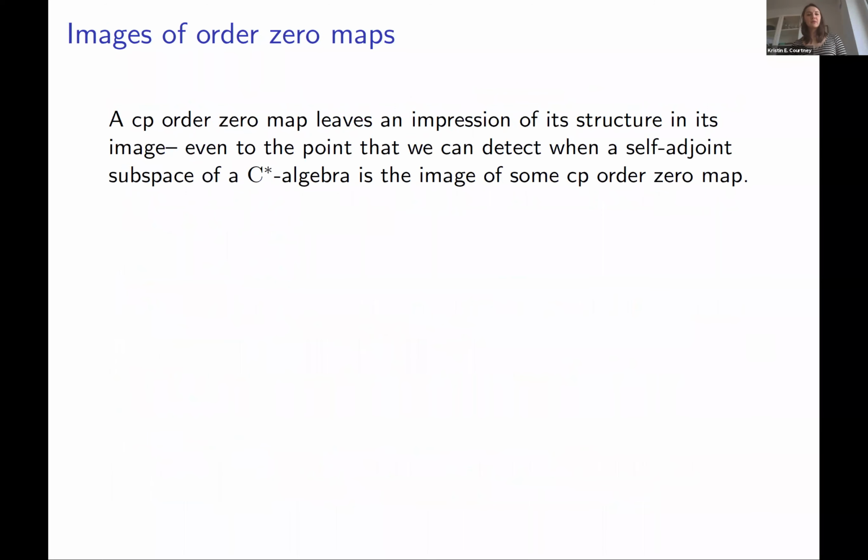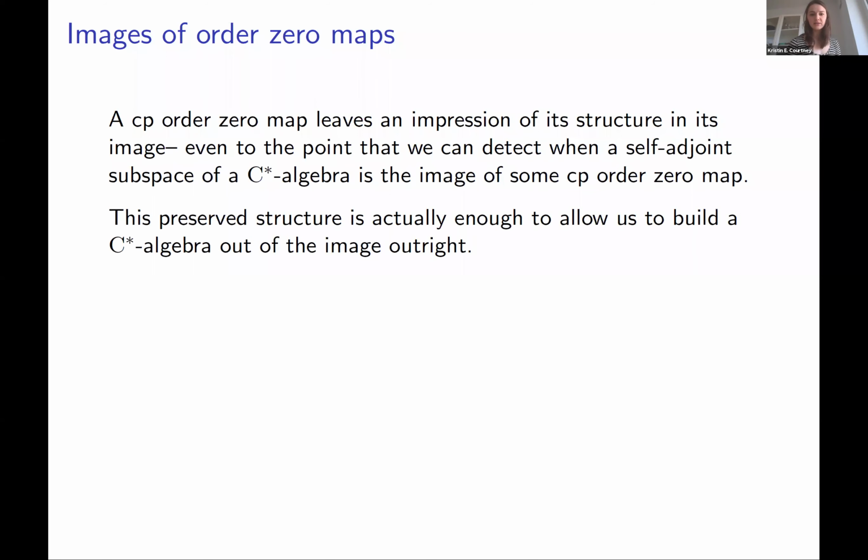Okay, but what's more, a CP order zero map really leaves an impression of its structure in the image, even to the point that we can detect when a self-adjoint subspace of a C-star algebra is the image of some CP order zero map. I'll get back to that in a little bit. But first I have to actually address this bit. The preserved structure is actually enough to allow us to build a C-star algebra out of the image outright.